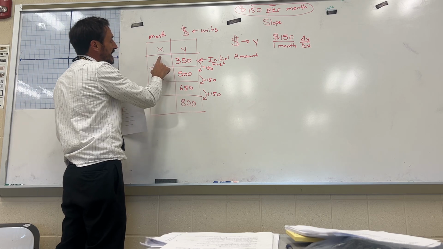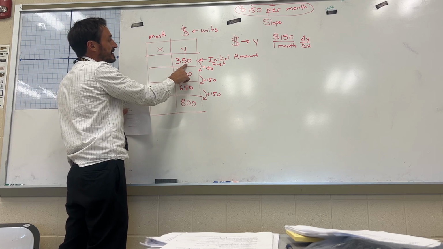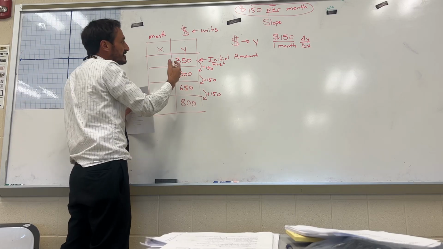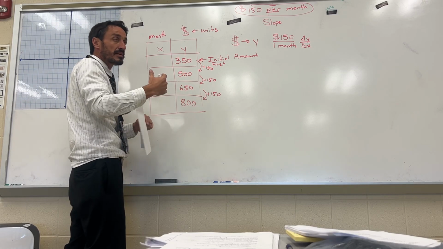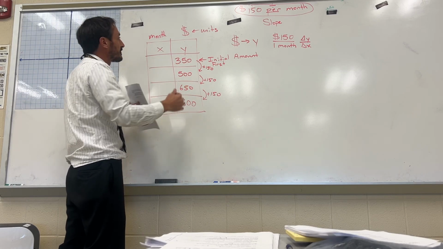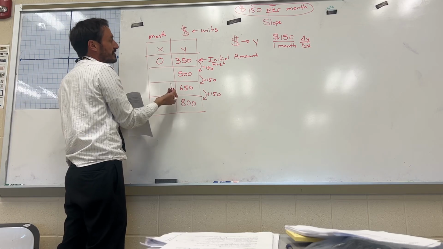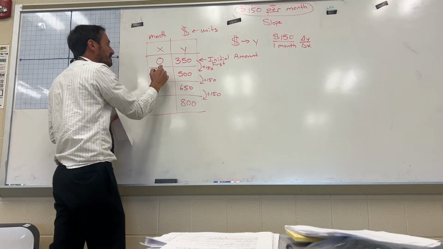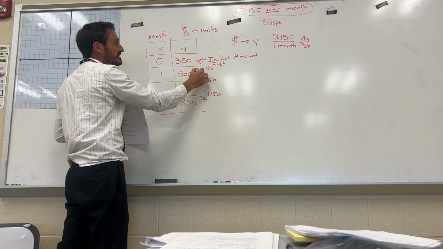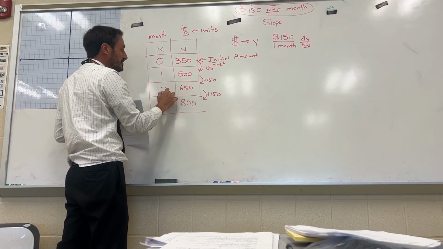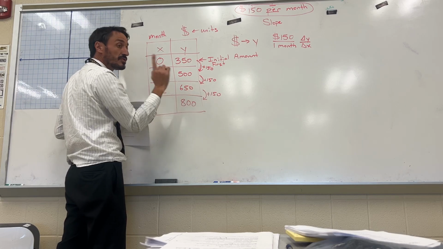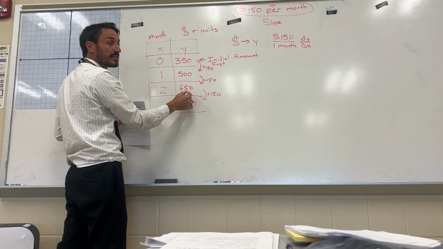And we ask ourselves, how many months did it take him to have 350 in the bank? Well, when he went to the bank and deposited the 350, no time had passed. That's the starting value, and therefore no time has passed. This would be 0 months. He saved 150 every month, so after 1 month, he increased the account by 150. After 2 months, he's increased the account by 150 2 different times. So he's increased the account by 300.